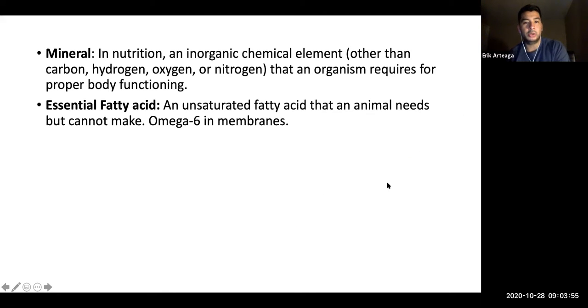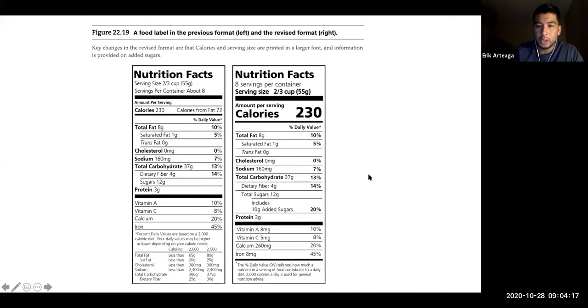So mineral, a nutrient, an inorganic chemical element other than carbon, hydrogen, oxygen, nitrogen that an organism requires for proper body functioning. Essential fatty acid, an unsaturated fatty acid that an animal needs but cannot make. Omega-6 in membranes is important, right? You need to consume this in order to add this to your membranes to allow for that stability for your cells, okay? So remember, calories in a nutritional label are going to be those big calories. So one of these calories is equal to 1,000 of those little calories.